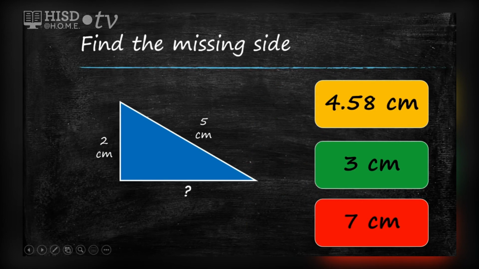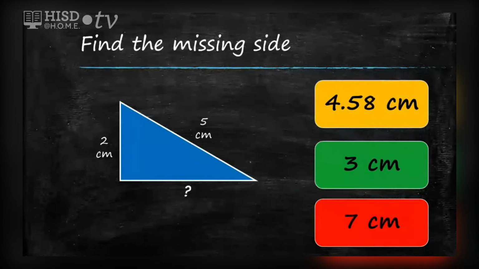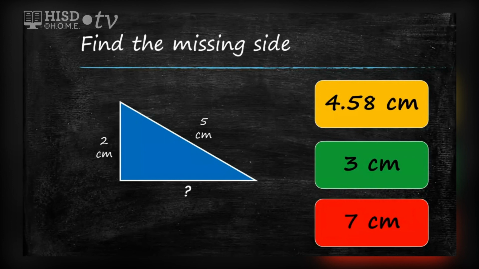And now it's your turn. You have the following right triangle, and I'm giving you the measurement of one of the legs, 2 centimeters, and the measurement of the hypotenuse, which is 5 centimeters. And it's your turn to find leg B. You're going to have a couple of seconds to get the correct answer.